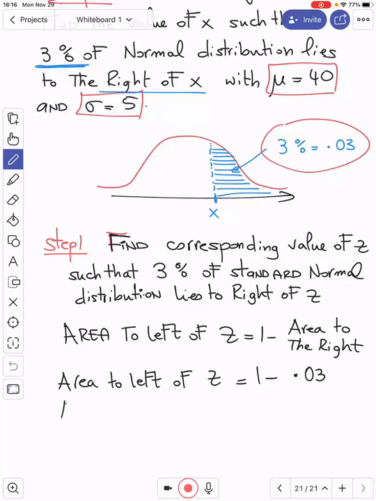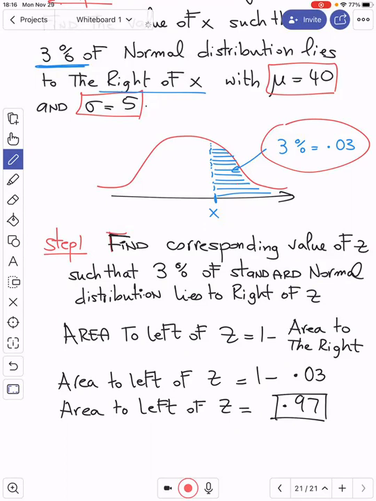Okay, so the area to the left of z is 0.97. That's the area to the left of z. And again, we need the area to the left of z because it's given by the table number 3.